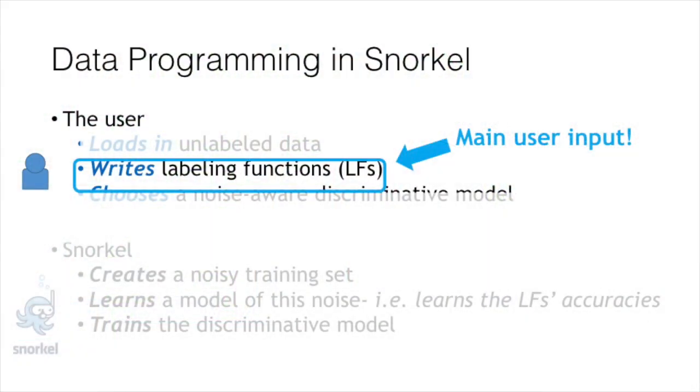And then Snorkel takes care of actually creating this training set by applying the labeling functions, learning a model of these labeling functions to denoise this training set, and then training the end discriminative model in a way that's aware of the noise in the training set to some degree. And so this is really the main user input, writing these labeling functions, as you heard Emily and Allison talking about before. So I'll go into that a bit.